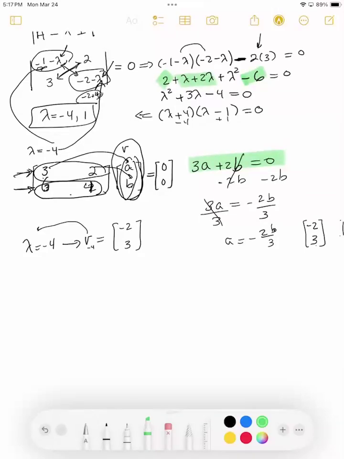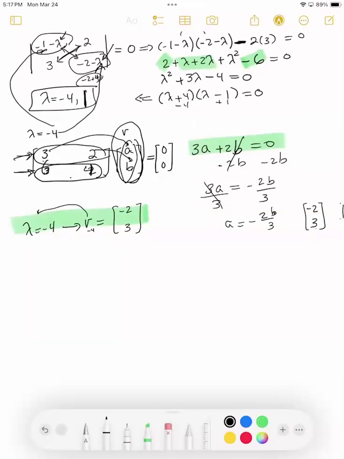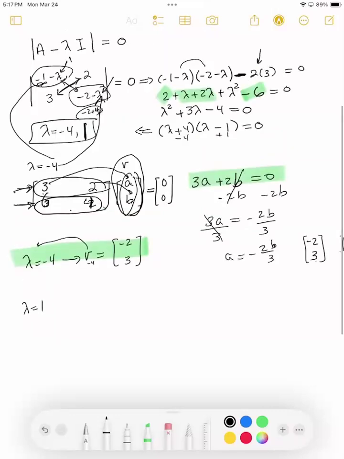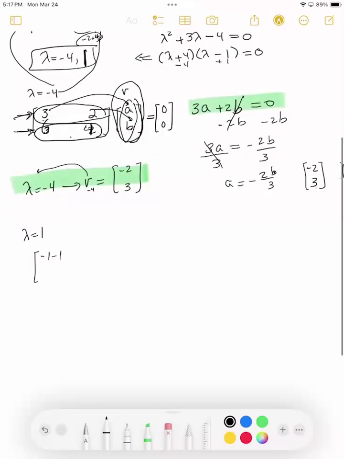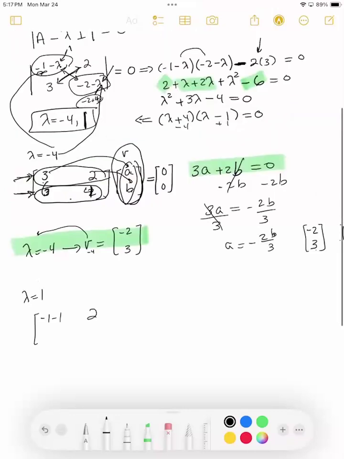So I'm going to put this on the side. Then we are going to do the same thing for +1. So when lambda is +1, what do I get? I'm going to substitute 1 here. I get -1, -1. That gives me -2. Then I have a 2. I have a 3. I put 1 here. -2, -1 gives me -3. -1, -1 is -2 again, right? So that's -2. Do you see these two lines are multiples of each other?